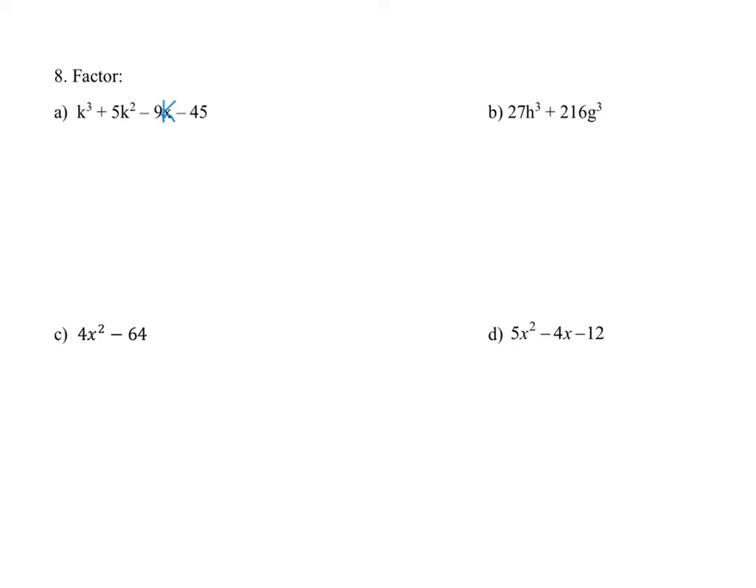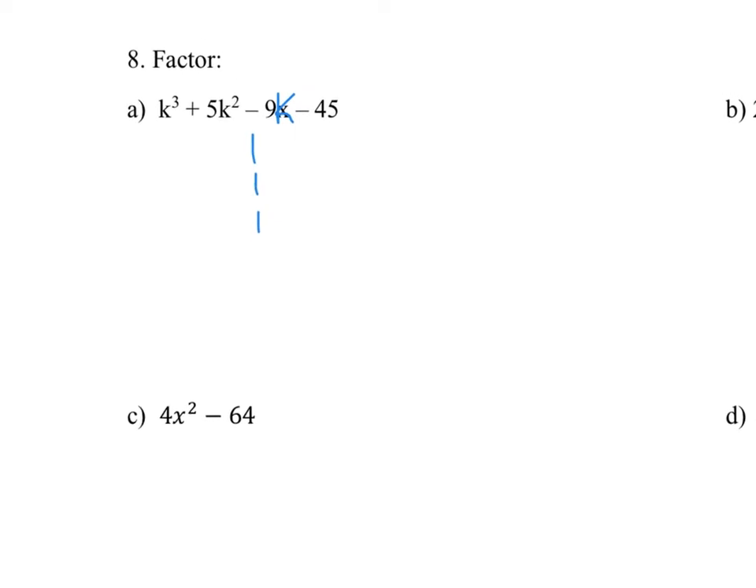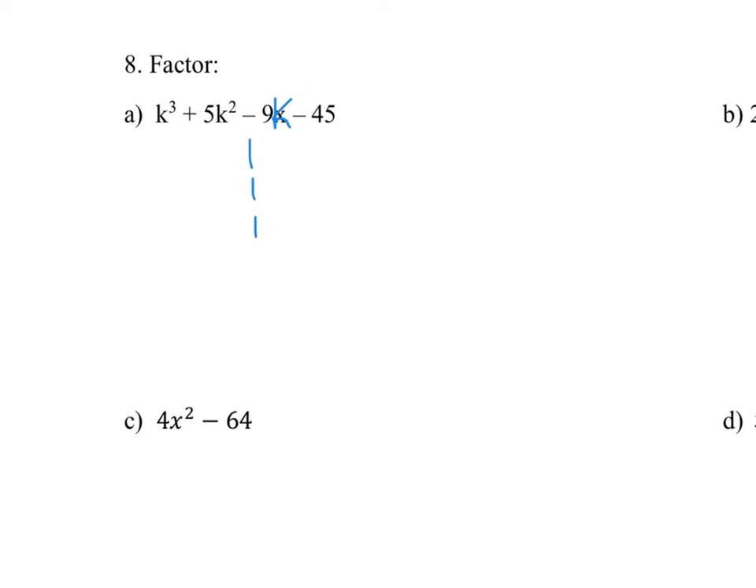So the first thing I'm going to do is split this down the middle, and I'm going to look for a GCF out of the first 2 factors. And the GCF that I see is k squared. So I'm going to pull out a k squared, and I'll be left with k plus 5. Now I also want k plus 5 on the other side, but my issue here is that I have 2 negatives. In order to fix that, I'm going to pull out a negative 9 to make this k plus 5.